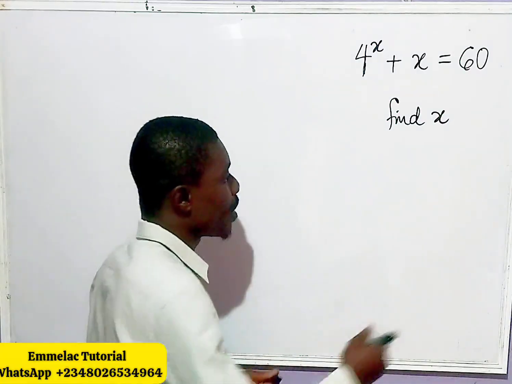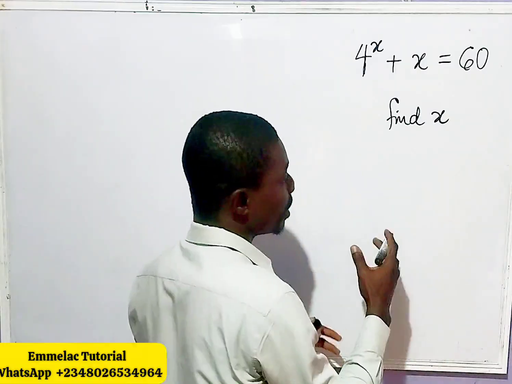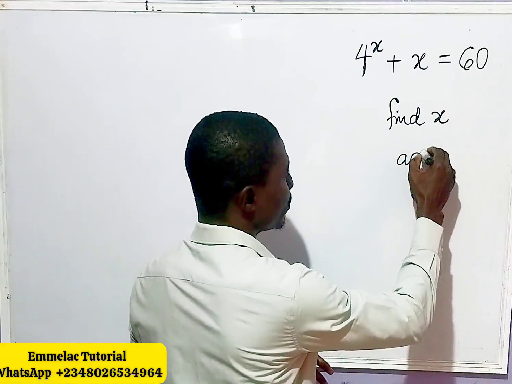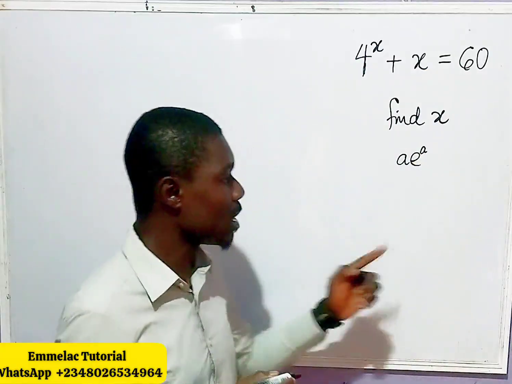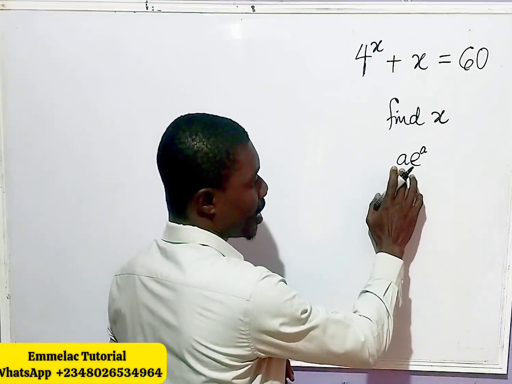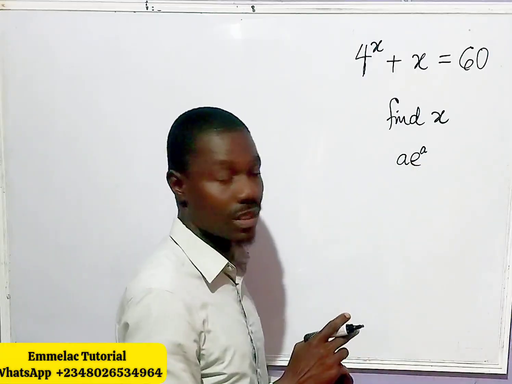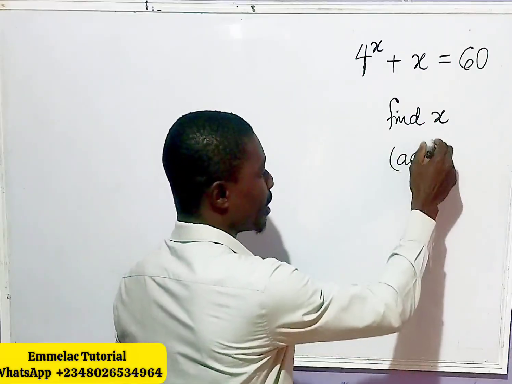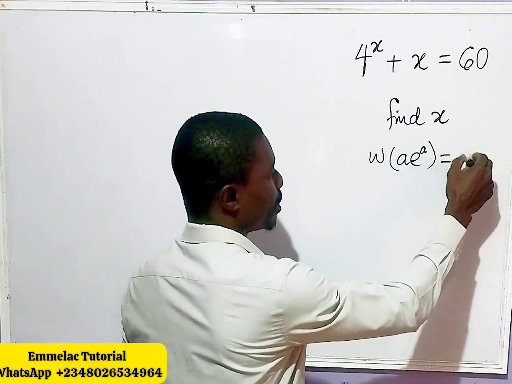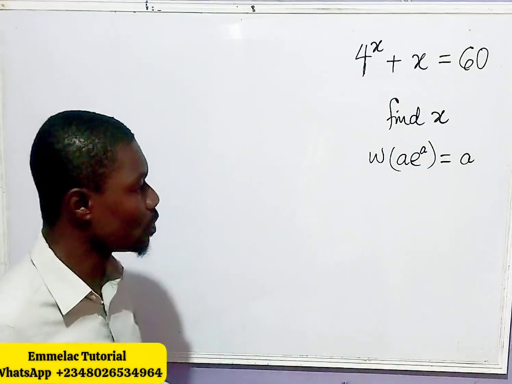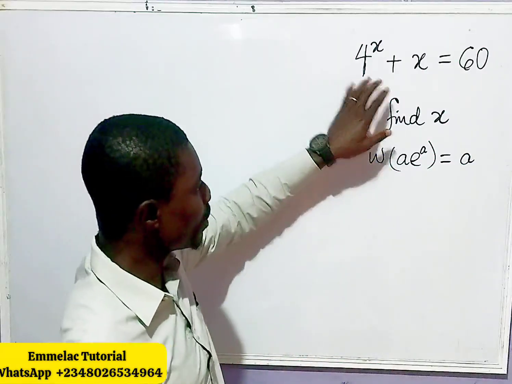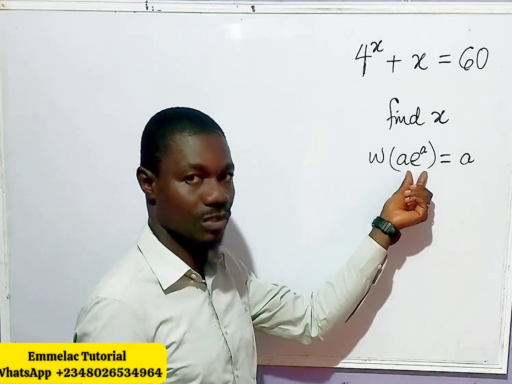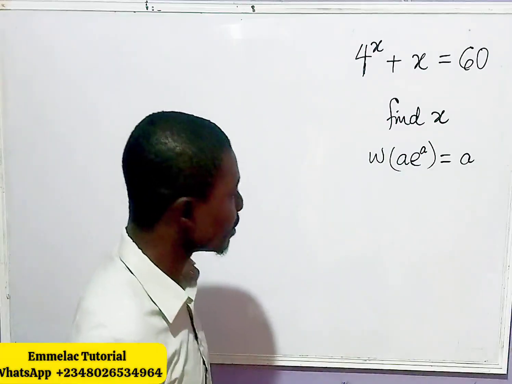Now it says that when you have an exponential expression in this form, if you have a e raised to the power of a, where a is also an exponent of e, and you apply the Lambert W function, it equals a. So our job now is to transform this equation into an expression like this. Okay, so let's get started.